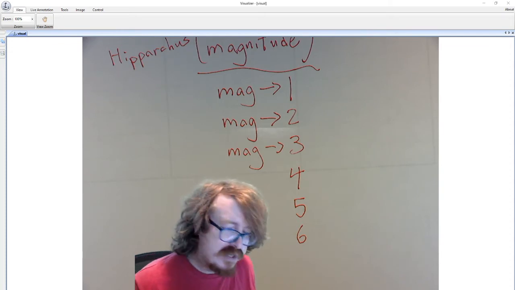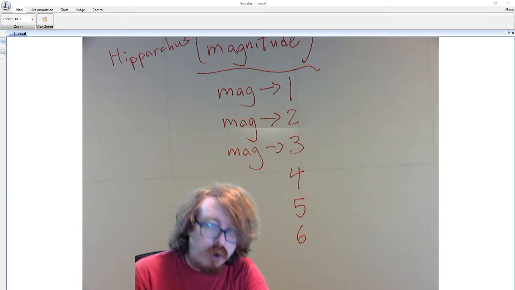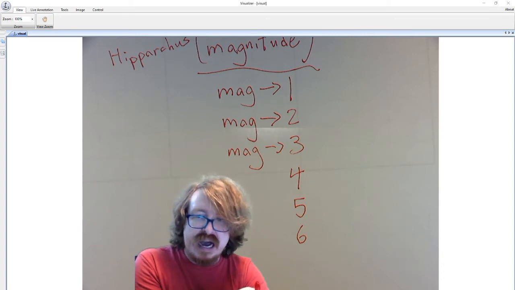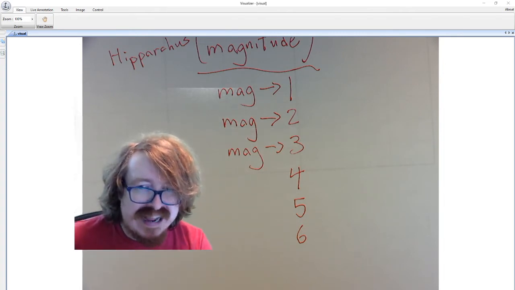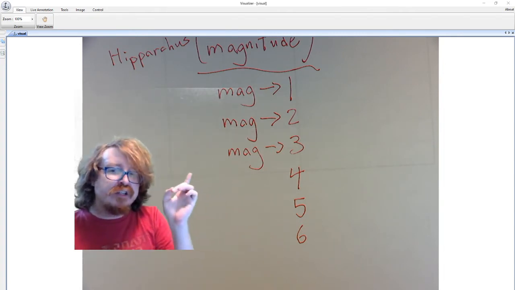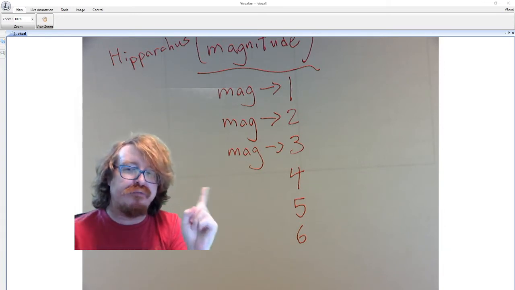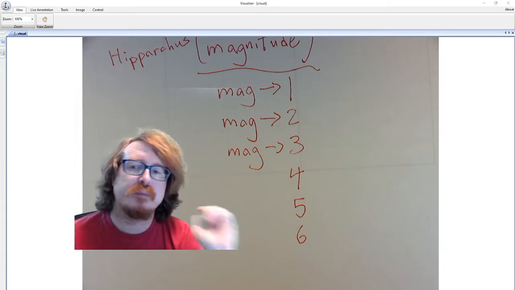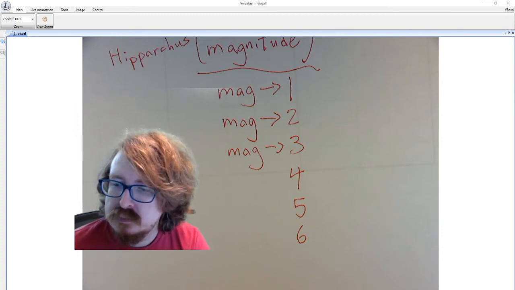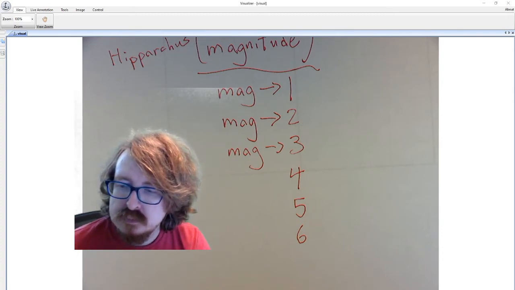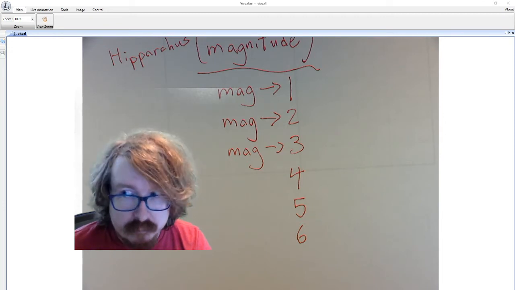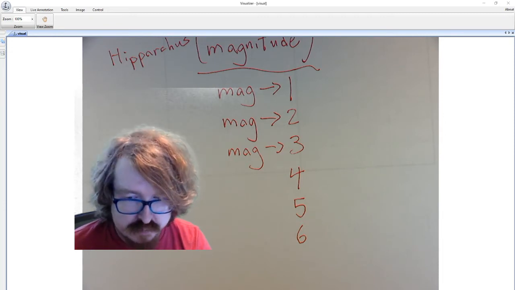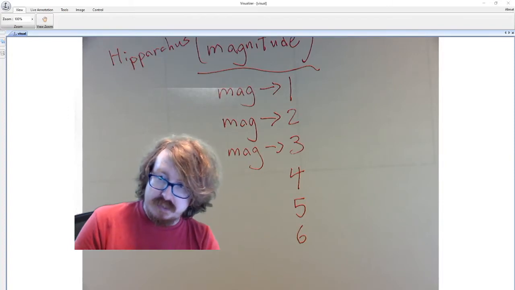So telescopes are able to see dimmer than your eyes. So now we have 7 and 8 and 9 and 10 on up. And can anybody see why I hate this? What is non-intuitive about this? What makes this confusing? Yes, bigger numbers, bigger magnitudes mean dimmer stars, okay?